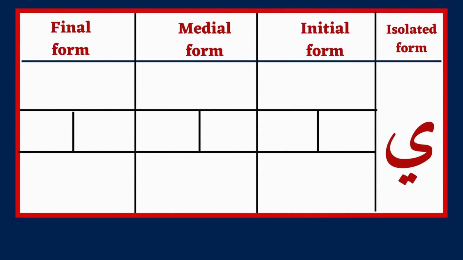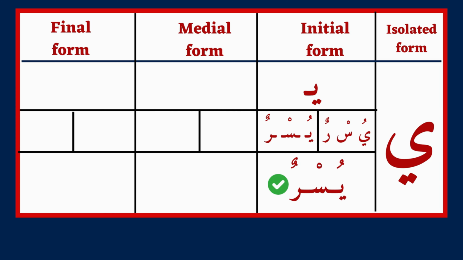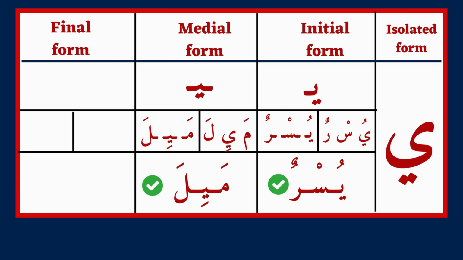Ya, which is the last letter of the Arabic alphabet, also connects from both sides. Starting a word, this is how ya is represented. In the middle of a word, ya is expressed as this. Concluding a word, it is written like this.